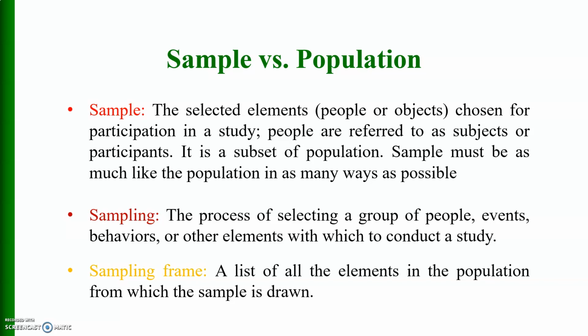Next is sampling. The difference between sample and sampling is that sampling is the process of selecting a sample from the population, and then there is a sampling frame, and the sampling frame consists of a list of all elements or objects in the population from which the sample is drawn.